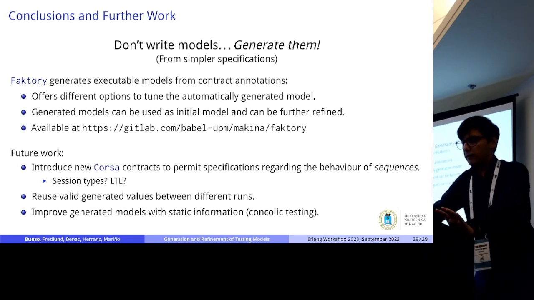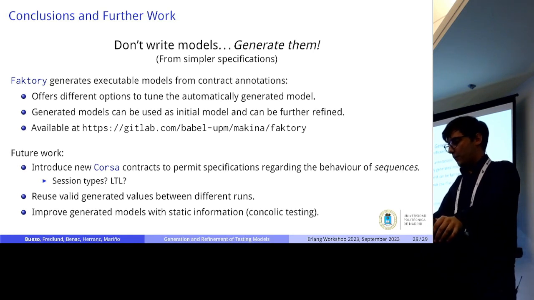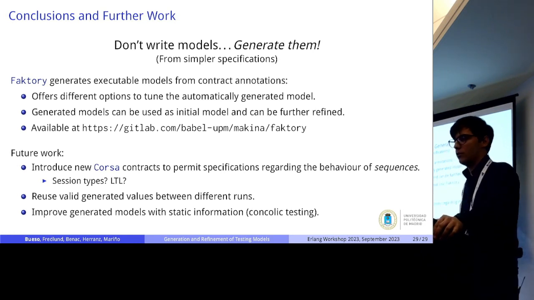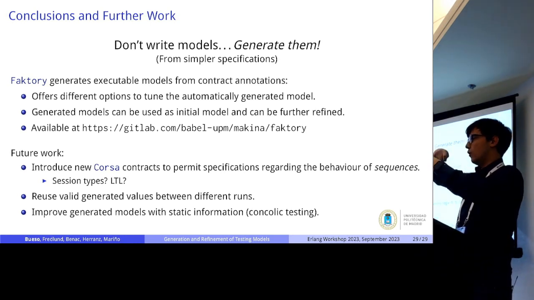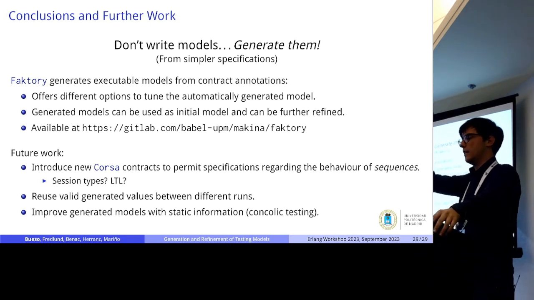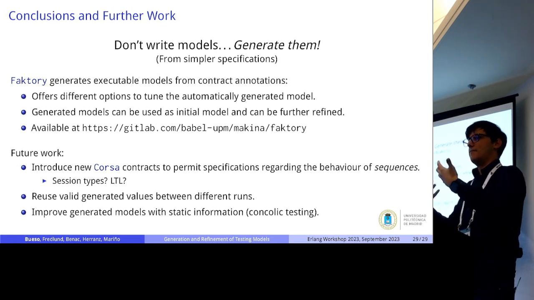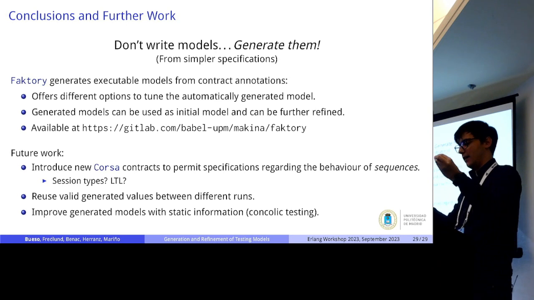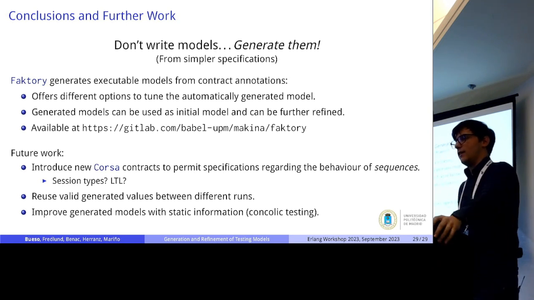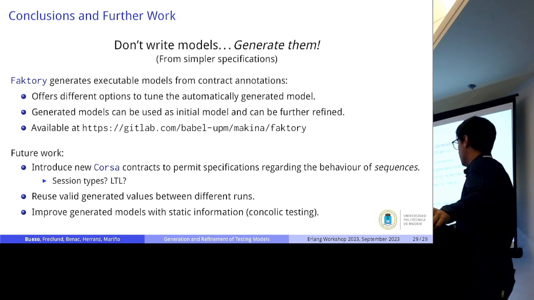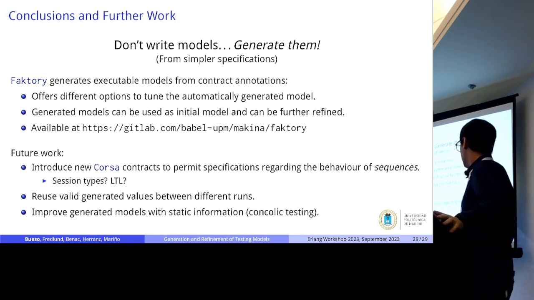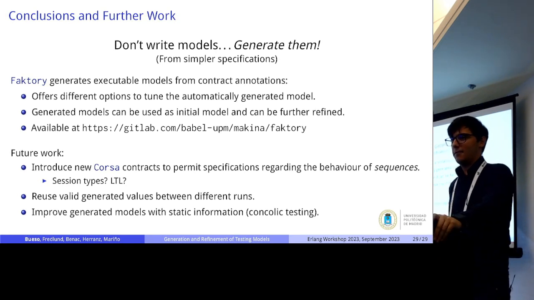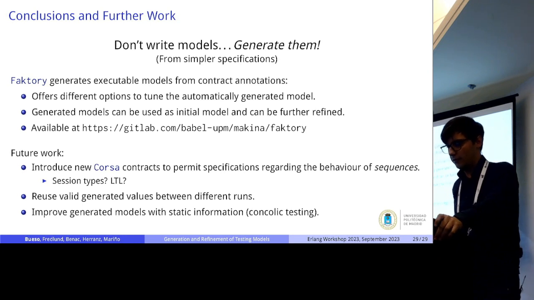As future work, we have seen some limitations of the contracts in Corsa, because this specification language doesn't allow us to talk about relations between commands in an API. This makes it really difficult to generate good test cases. So maybe we could improve this language with something like session types or linear temporal logic. It's open. We're still not working on that, but maybe it's a nice thing to have.